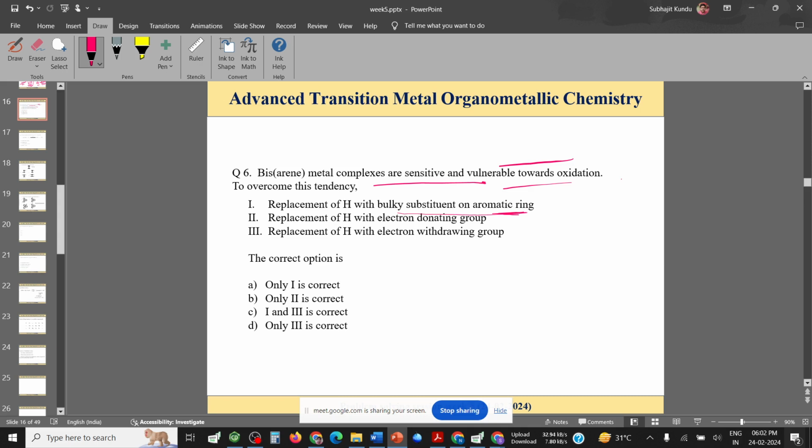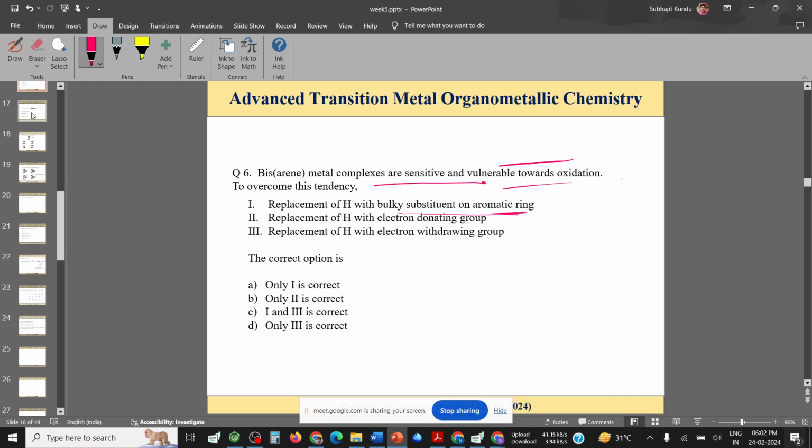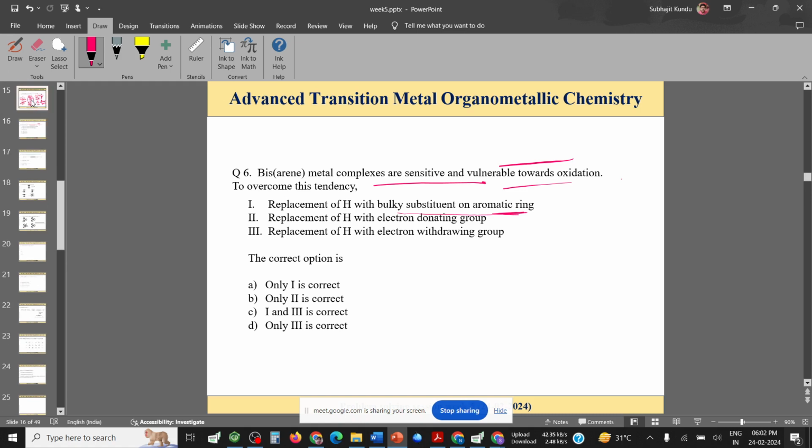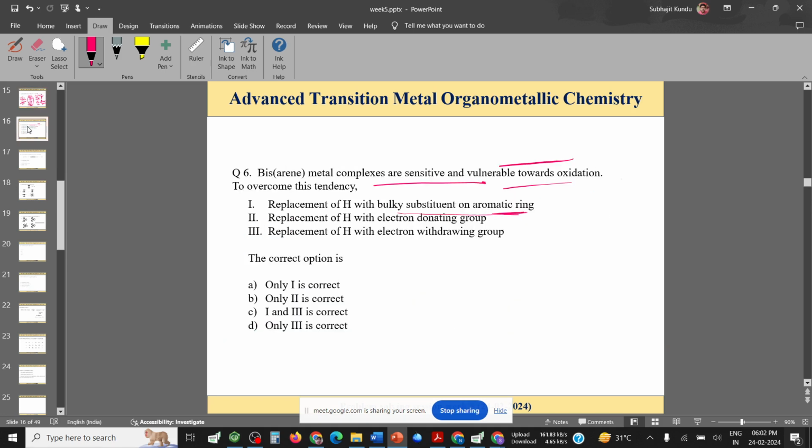Now it was 170. If we use the bulky substituent, it can go below that, that is 100 to 50. Then this compound will be more sensitive and more vulnerable towards oxidation. So this option is absolutely incorrect when we are adding the bulky substituent on the ring.